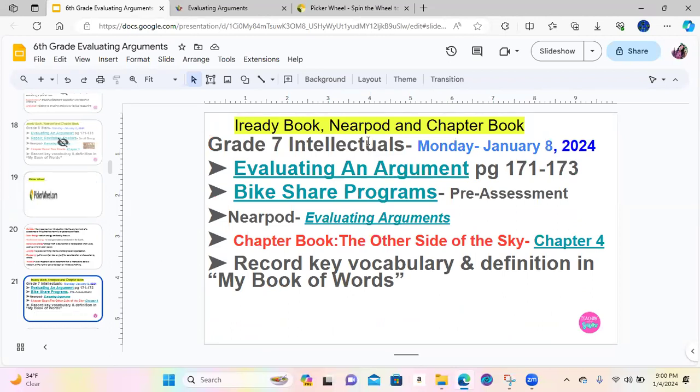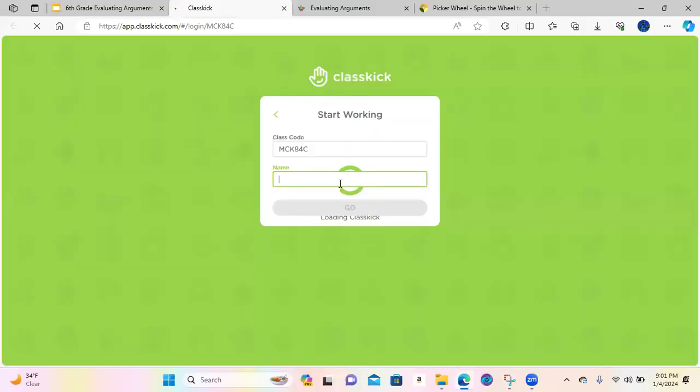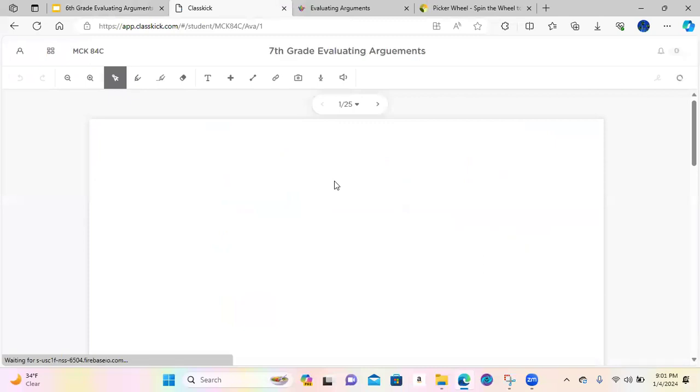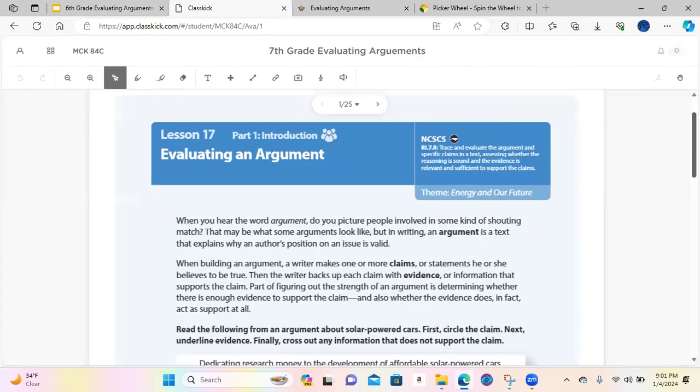So on your student slide, you're going to click on evaluating an argument. If you do not have access to a computer, you're going to use your iReady notebook on pages 171 to 173. Let's go ahead and click, and then you're going to type your name. And then Prudence was the person selected on the picker wheel. So Prudence, please read.